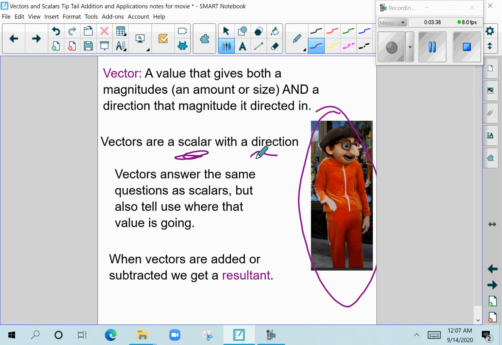Vectors answer the exact same questions that scalars do, but give us even more information, such as where something is going to be going. Whenever we add or subtract vectors, we don't get a result, we get something called a resultant. The big distinction between a result and a resultant is a resultant will give you a direction as well as a magnitude, while the result gives you only that magnitude or an amount.